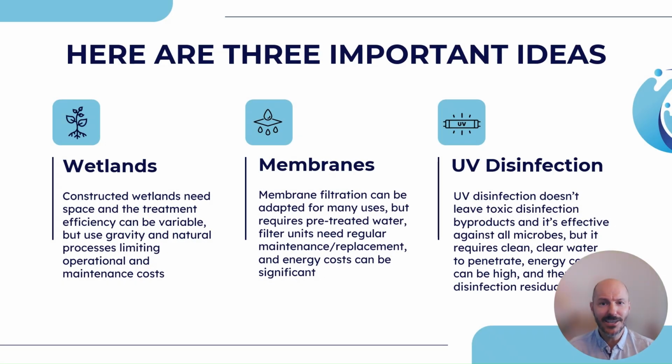And finally, here are 3 important takeaways from this unit. Constructed wetlands need space, and the treatment efficiency can be variable, but they use gravity and natural processes, limiting operational and maintenance costs. Membrane filtration can be effectively adapted for many uses, but requires pre-treated water. The filter units need regular maintenance and eventually replacement, and energy costs can be significant.